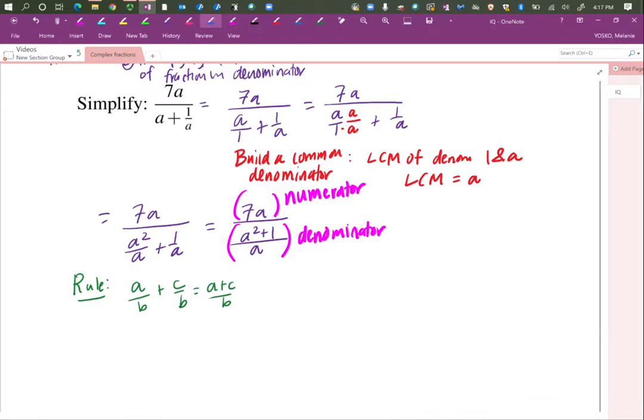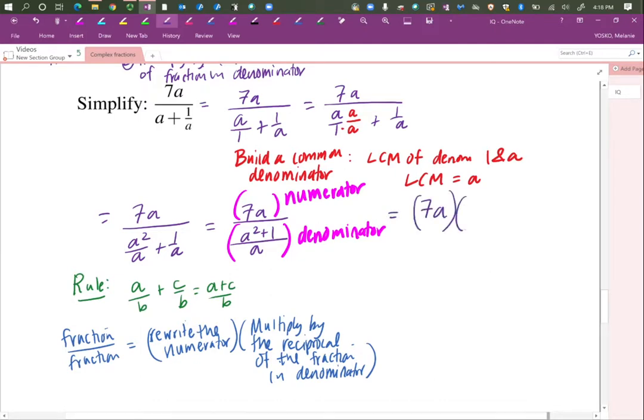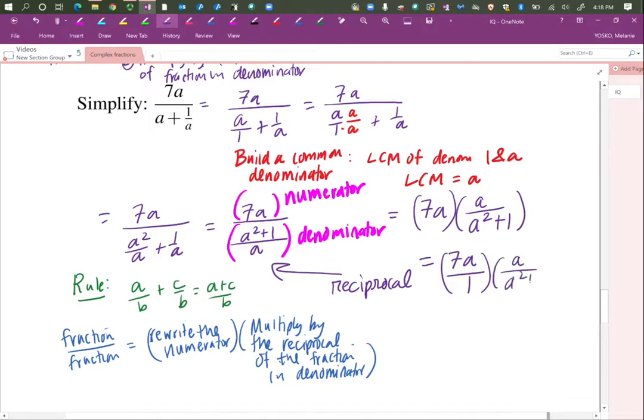Even though the top one doesn't look like a fraction, it is. Here you could write it that way rather. So you have a fraction divided by a fraction. You rewrite the numerator, and then you multiply by the reciprocal of the denominator. So I'm going to rewrite my numerator, 7a. I'm going to multiply by the reciprocal of this piece. So I'm going to flip it, right? A was in the denominator, it is now in the numerator. And a squared plus 1 was in the numerator of that piece. Now it's going to be in the denominator. Now this may be confusing to look at like that. So I'm going to rewrite it as 7a over 1 times a over a squared plus 1.